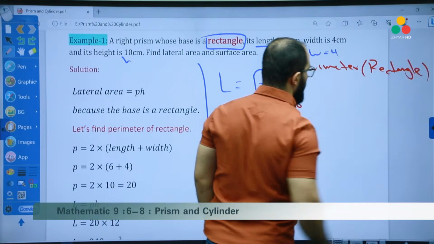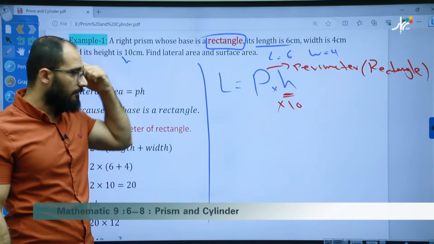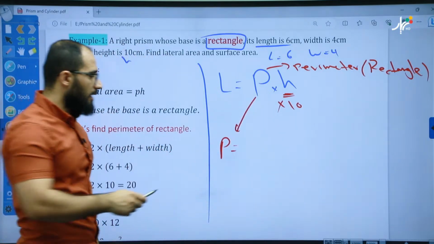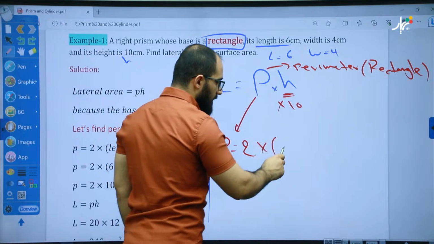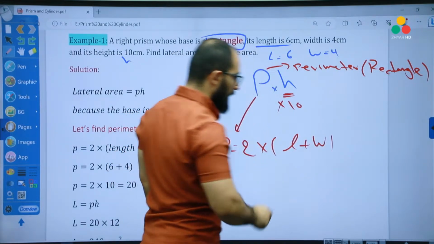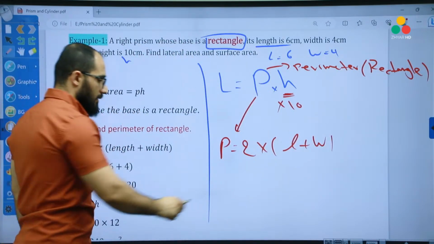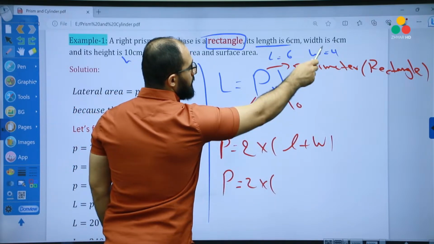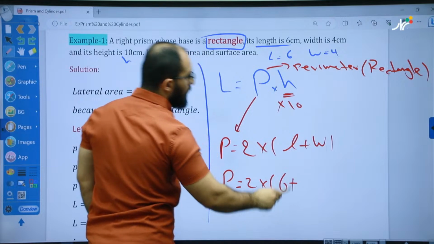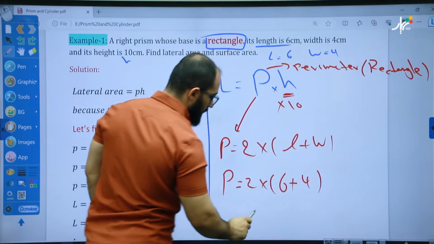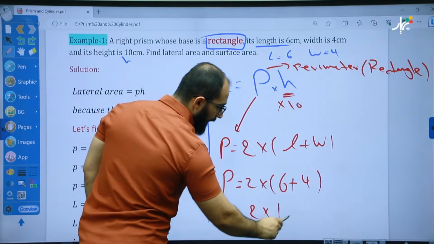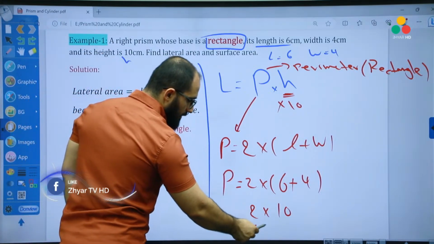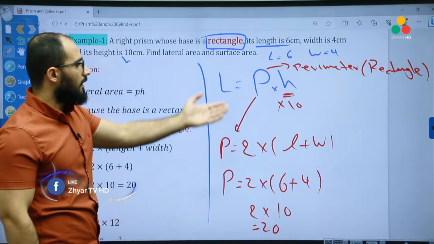Rectangle. Okay. So try to remind yourself, what was the perimeter of a rectangle? What was the rule? It was 2 times (L plus W), length plus width. So perimeter is equal to 2 times, the length is 6, plus the width is 4. So 2 times 10. 6 plus 4 is equal to 10. Then 2 times 10 is equal to 20. So we have found P.